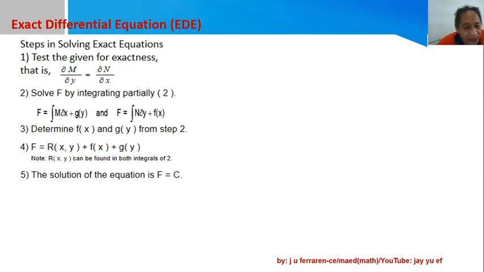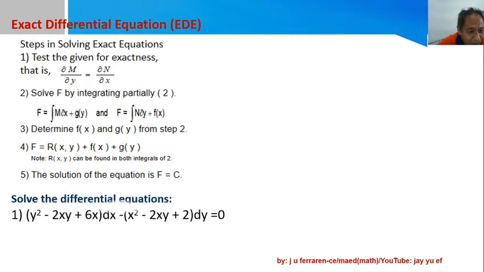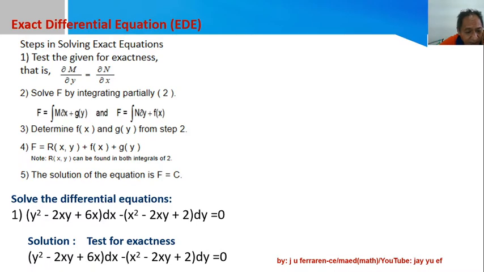So here is a particular example. We are given example number 1. Since we do not know yet whether this is exact or not, we have to subject it to a test. So we have the test for exactness. This is M and this is your N.